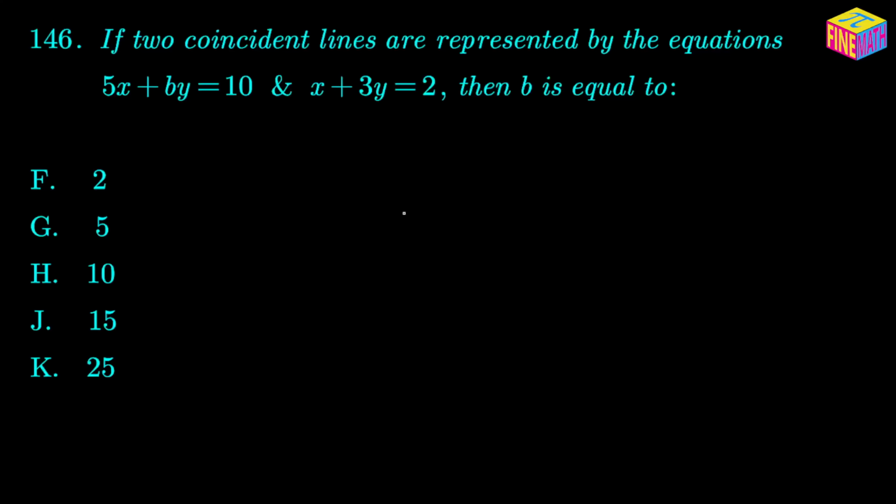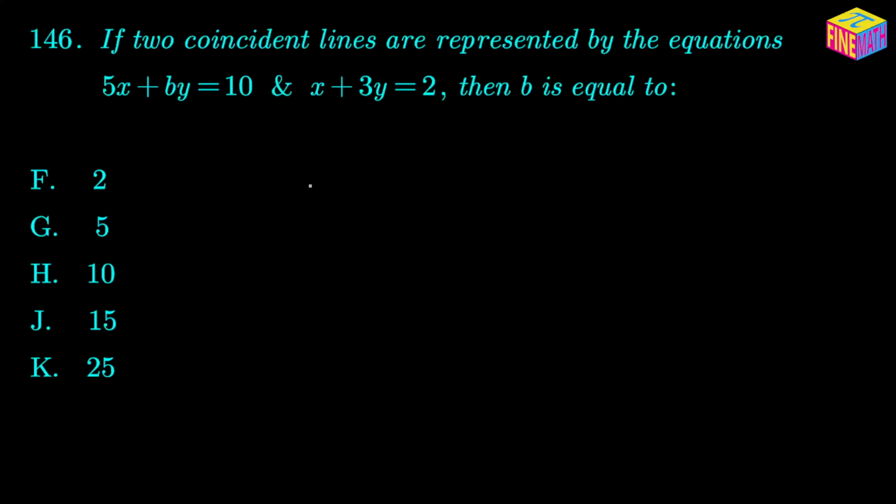Now, if both of these equations have to represent the same straight line, then what can we do? Well, somehow we can bring the coefficient of one of the terms, either the x term or the y term, to 1. So let's make the coefficient equal, and for that, let's divide both sides of the first equation by 5. So if we divide by 5, then what happens?